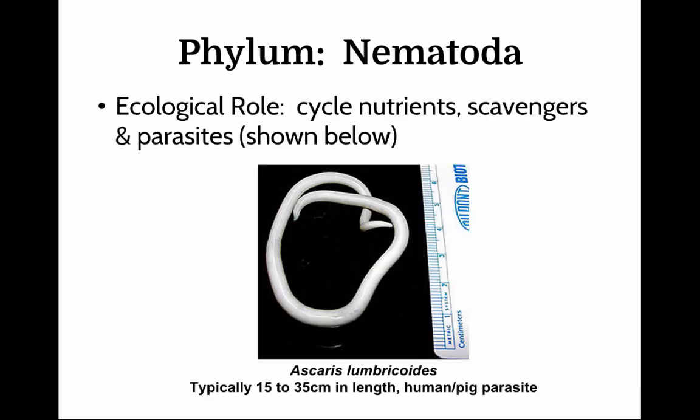The phylum Nematoda fulfills several very important ecological roles. One is to cycle nutrients around in the environment. Two is to act as a scavenger, breaking down plants or animals that have already died. And then third, acting as parasites. The picture in the bottom is a human or pig parasite that lives in the intestines.